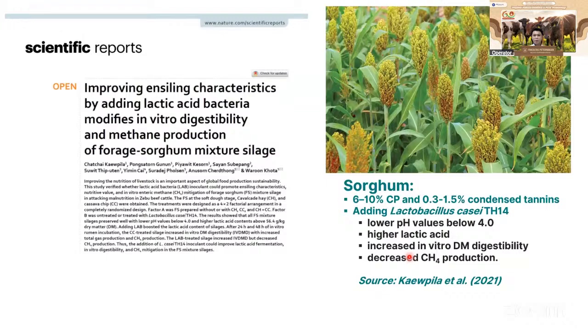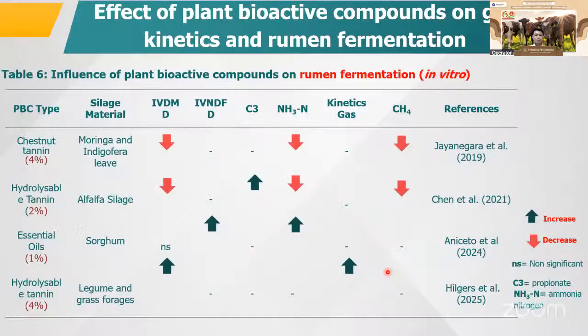And some sorghum that contains condensed tannin of about 0.3 to 1.5% when made into silage, the quality of silage can be improved by lowering pH below 4 and high lactic acid content. And when checked for digestibility, it was found that in vitro digestibility increased and methane was reduced as well.